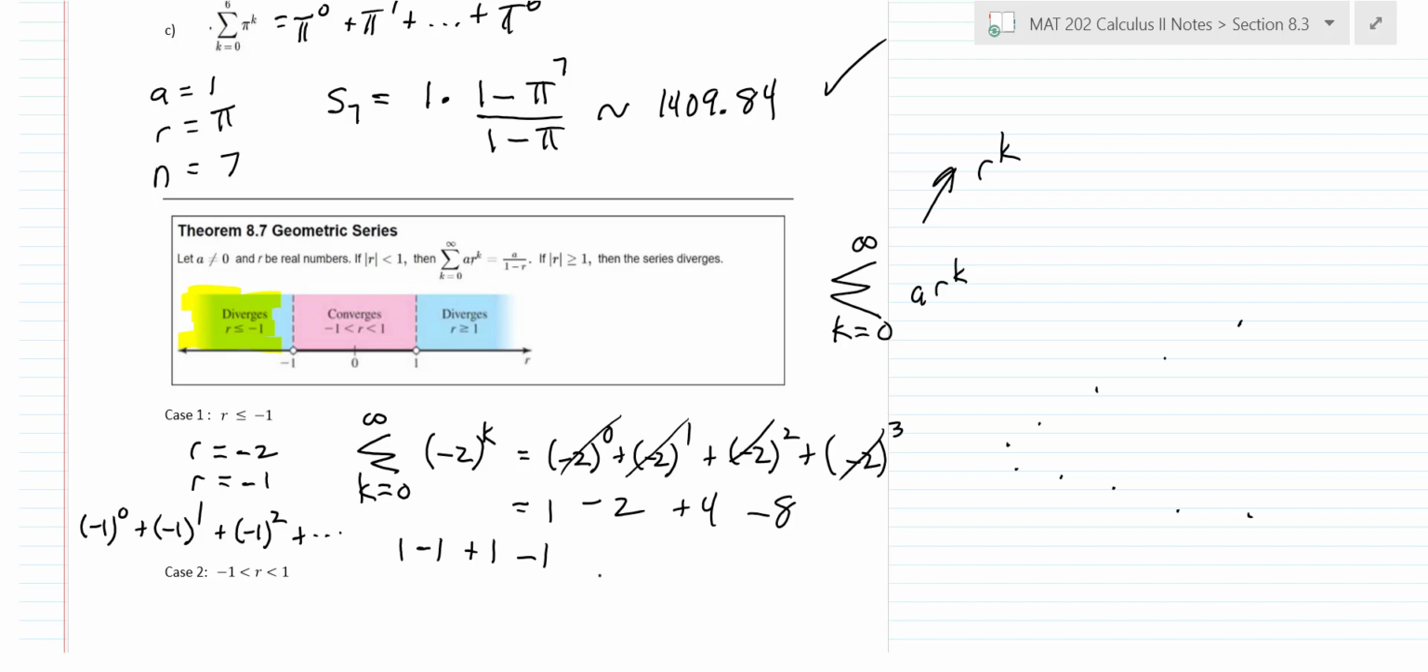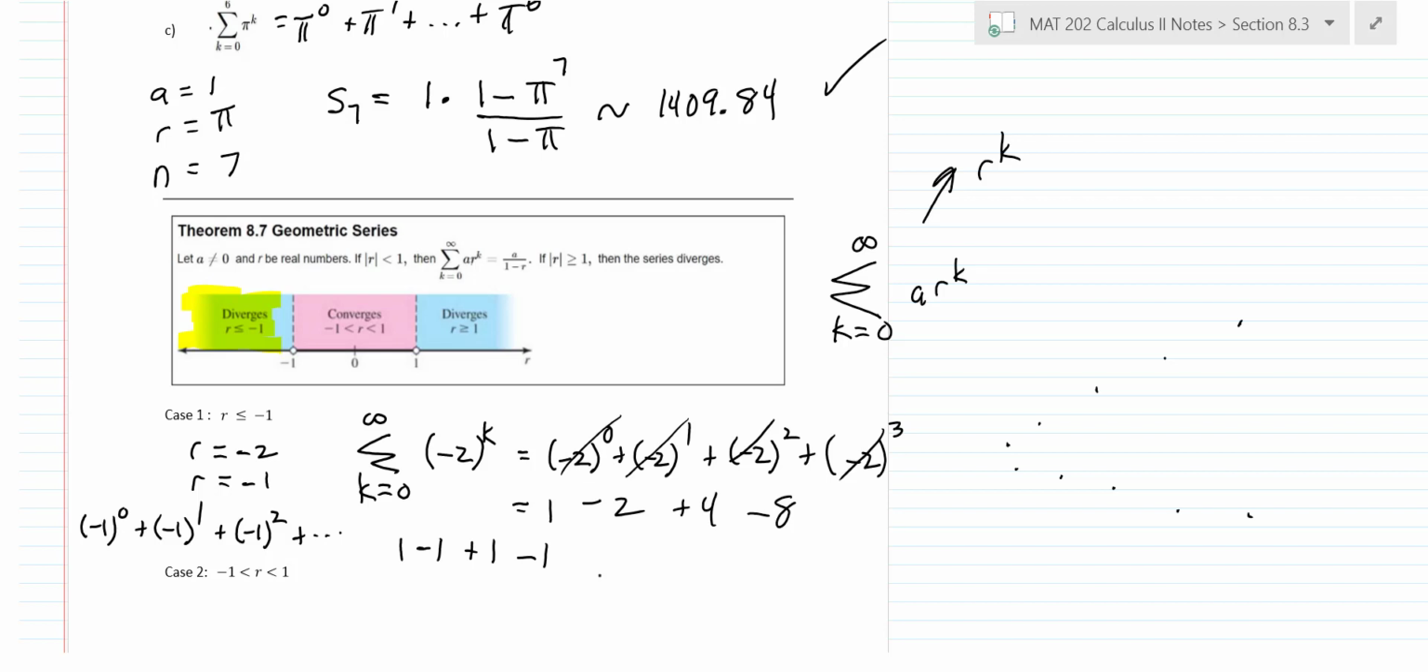So it's going to alternate. If you looked at the terms of the sequence, you'd have positive ones and negative ones. And although they're going to cancel, the next term is always a 1 or negative 1. So it's not going to go anywhere. It's just going to keep alternating forever. So if r is less than or equal to -1, that geometric series is going to diverge. Does that make sense to everybody?